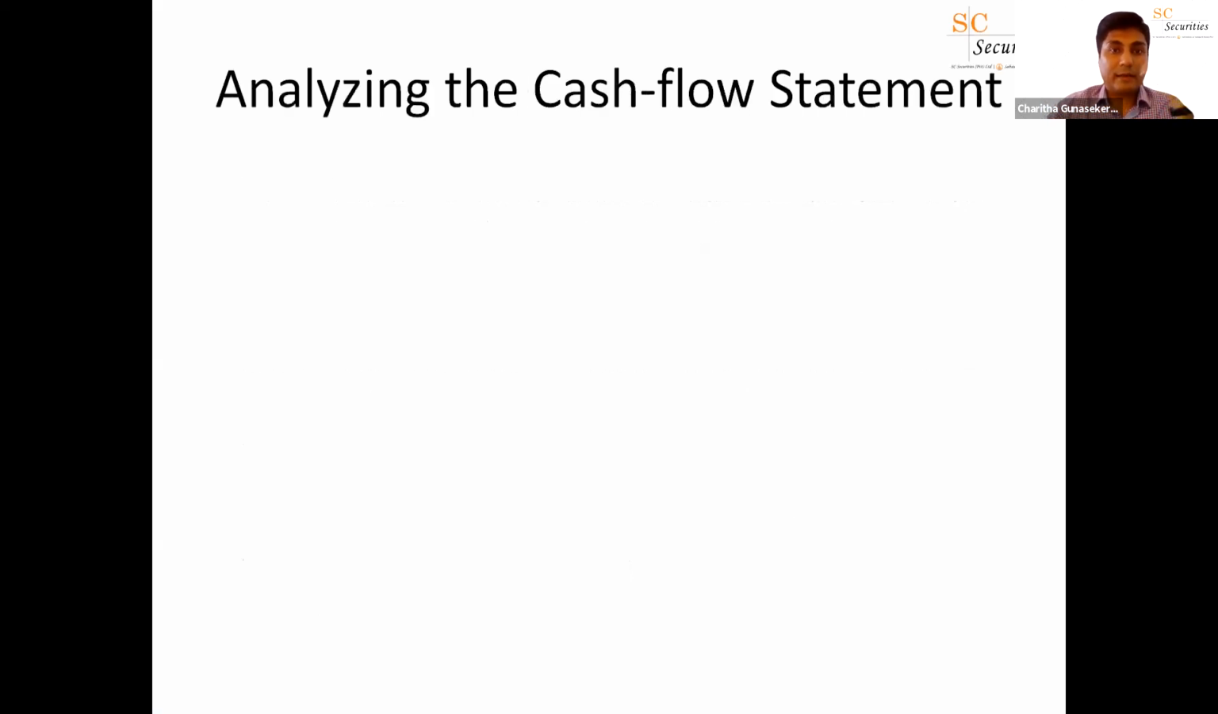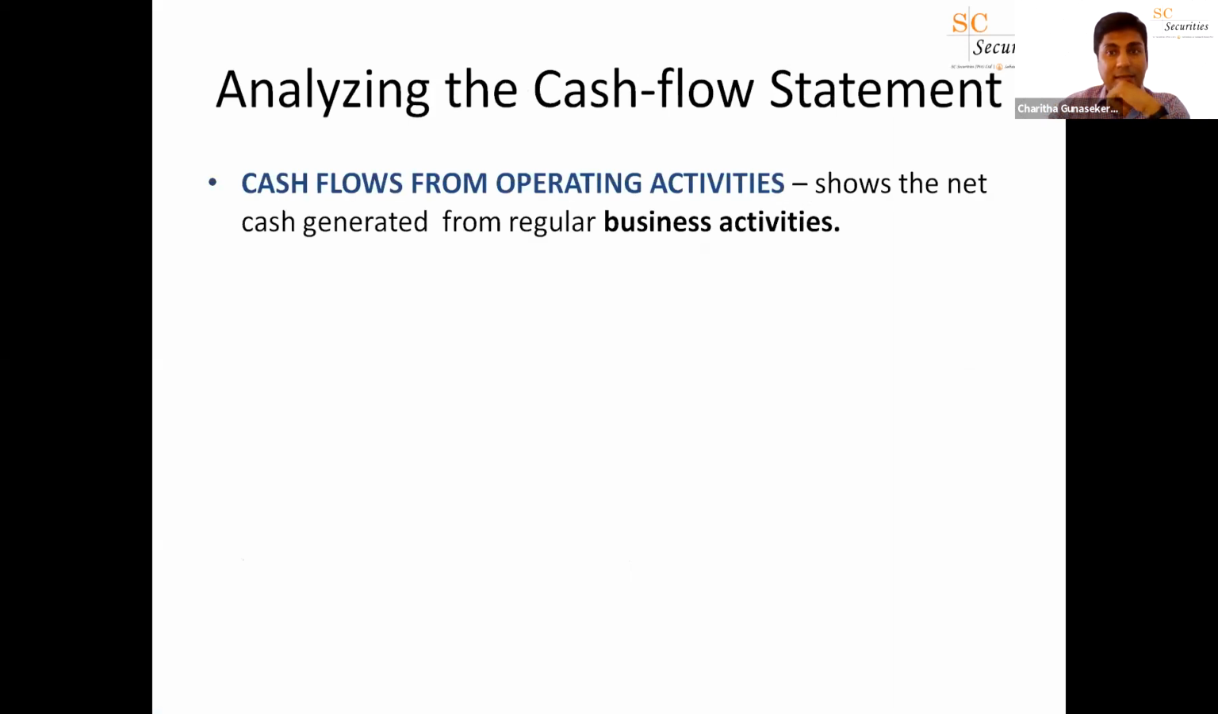Okay, so now what are the main three areas in a cash flow statement? There are three main areas. The first area is cash flow from operating activities. Now I'm trying to keep it as simple as possible because you are not here to learn how to prepare a cash flow statement, just to understand and interpret it. So the first area is cash flow from operating activities. What does it tell you? It shows the net cash generated from regular business activities, right? From your regular business activities, how much cash have you generated?